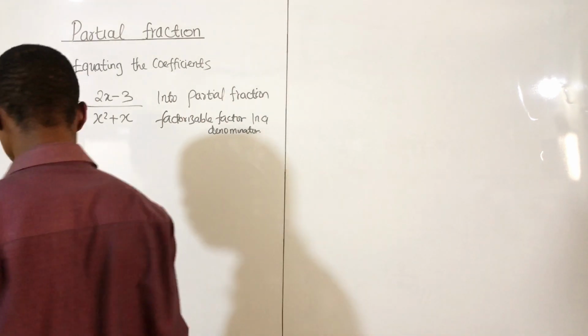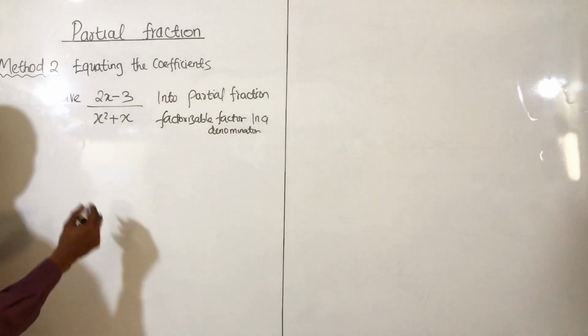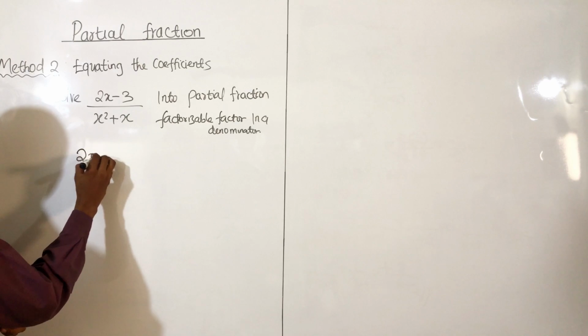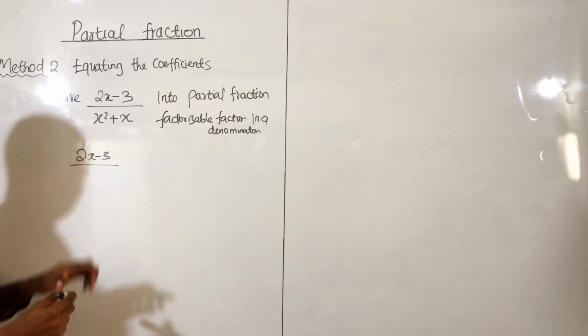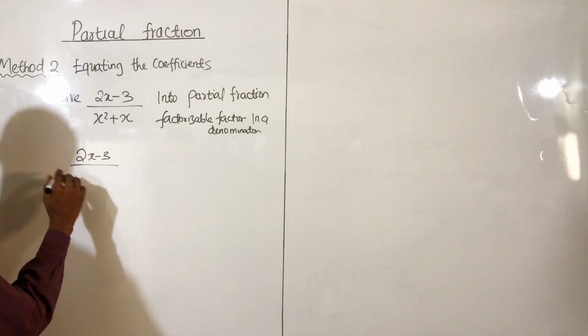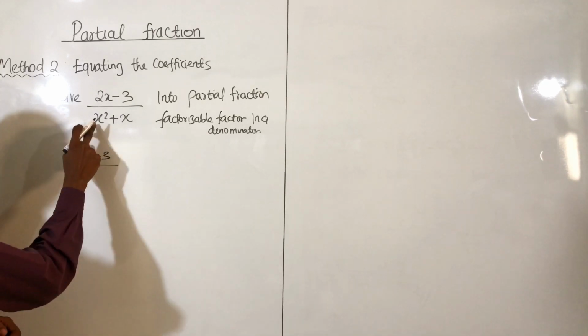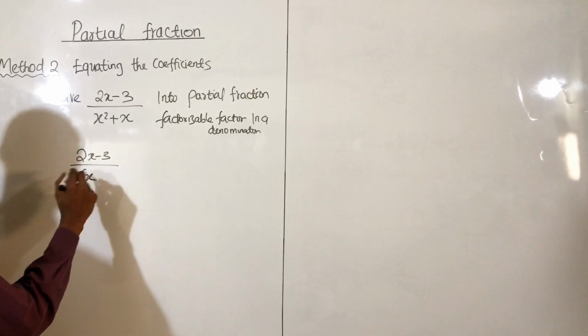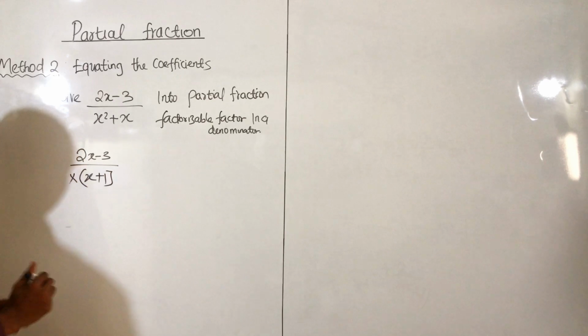Of course, the rule and the concept are easy. For the first step, we must bring out our equation, and we have (2x - 3) over x squared plus x. x is common to both terms, right? So we're going to bring that one x out and leave the rest. If we bring out x from here, we're left with x, and if we bring out x from here, we're left with plus 1.